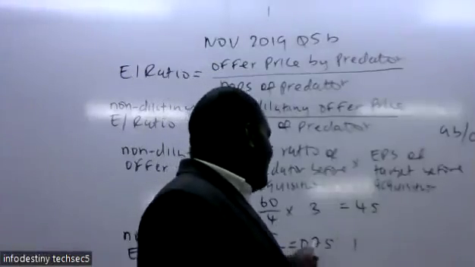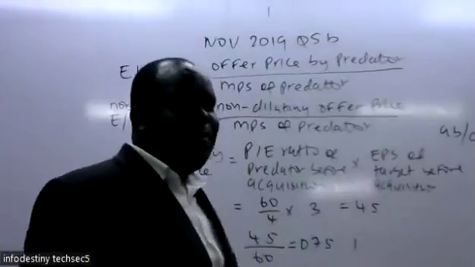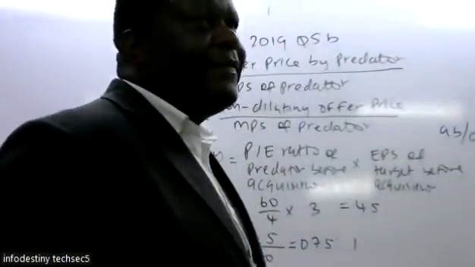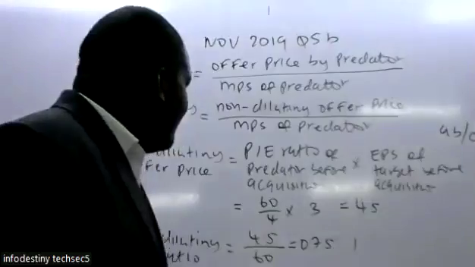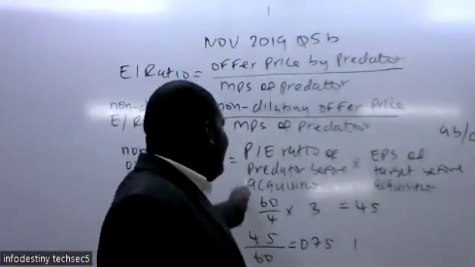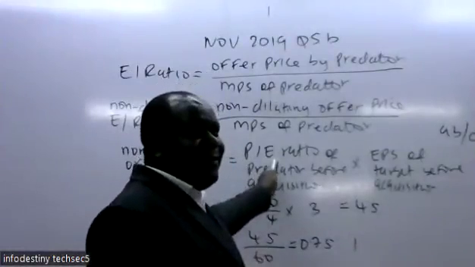Just press 0.75, then you press it. 60 divided by 4. Here we price an inflation.